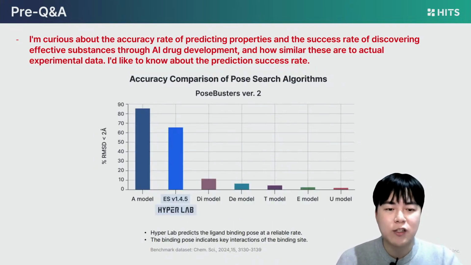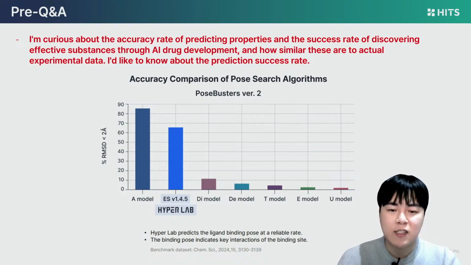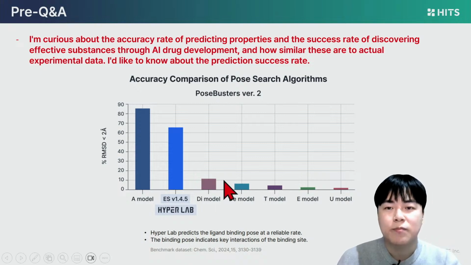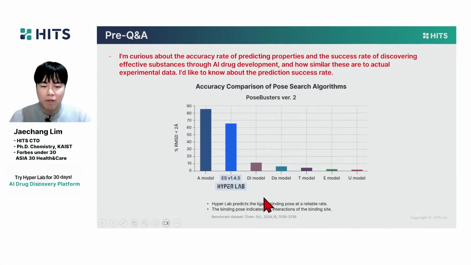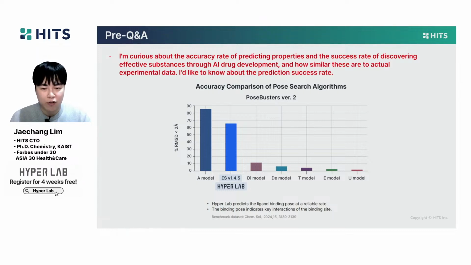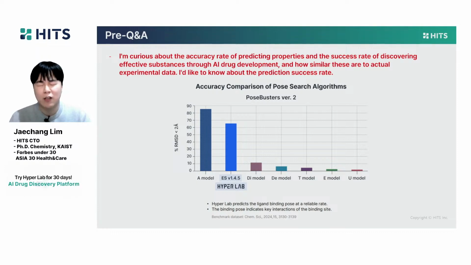And pose prediction is also one of the most important problems. And there are various deep learning models and docking models. And this is the method we created. And this is AlphaFold. This is our method, and this is AlphaFold. And as you can see, AlphaFold is the most accurate. And although we are not quite that accurate, we are much better at predicting poses than other models.